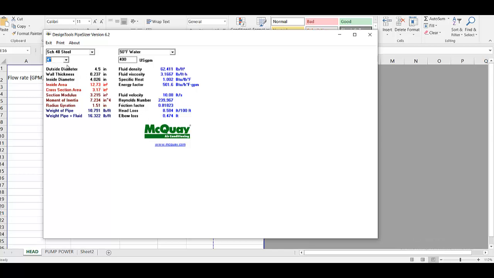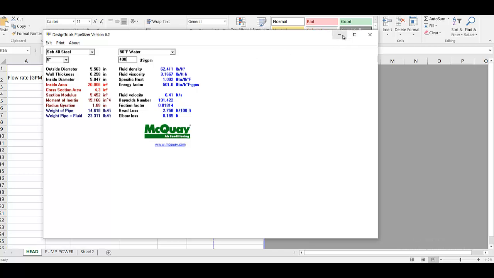So if we use a 4-inch pipe, then the fluid velocity and head loss are very high, so we use a 5-inch pipe for 400 GPM. Here you see the head loss is 2.758 and the fluid velocity is 6.41, which we can accept as about 6 feet per second.